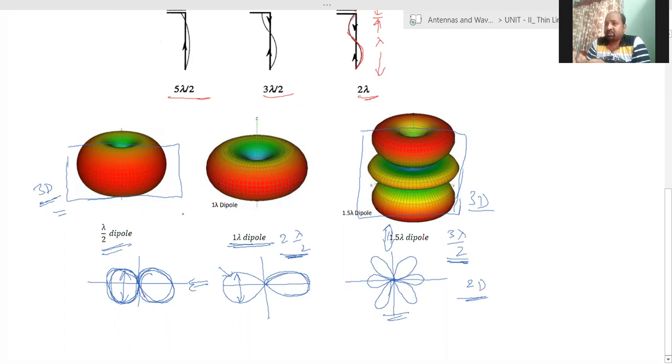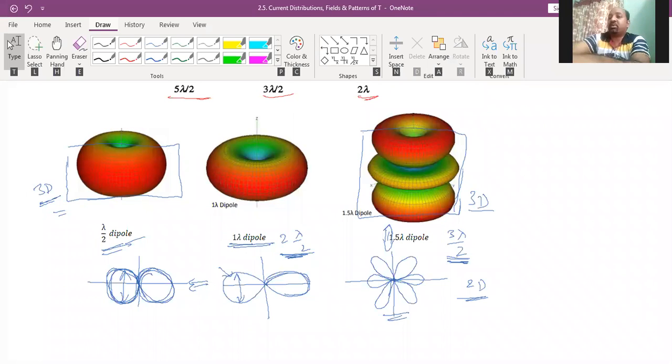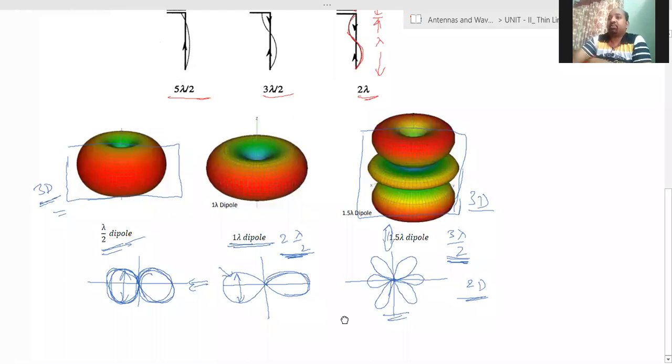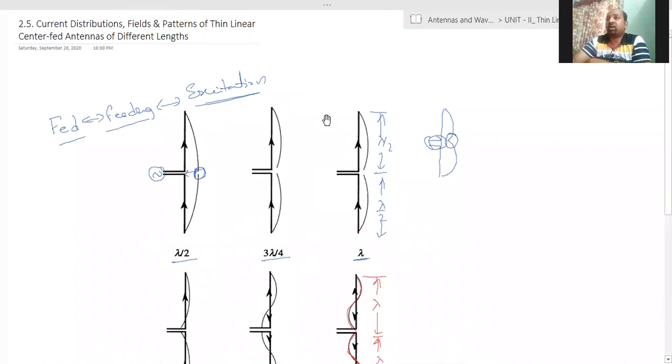So these are the radiation patterns. Just for example, I have shown a few antennas: lambda by 2, 2 lambda by 2, and 3 lambda by 2. That means as the number of half wavelengths increases, lobes also increase. Here the number of lobes keeps increasing as the length of the antenna increases. So this is about the current distributions and the radiation patterns of different antennas. This was one small topic, and let us move on to the next topic.